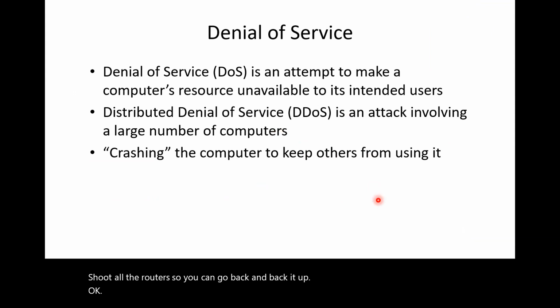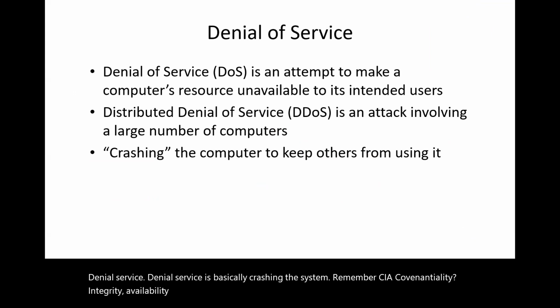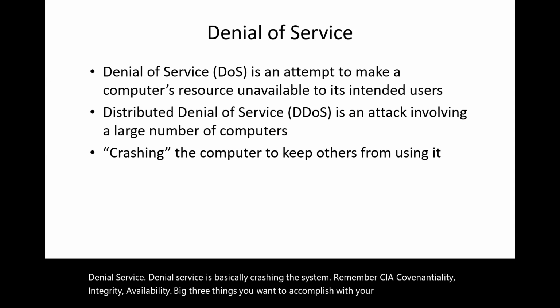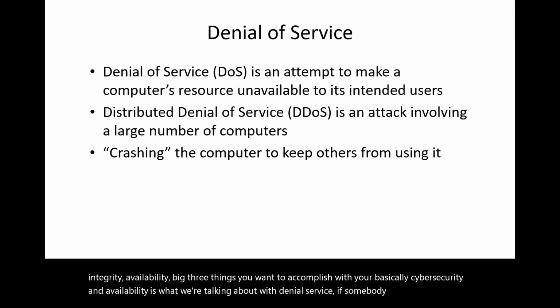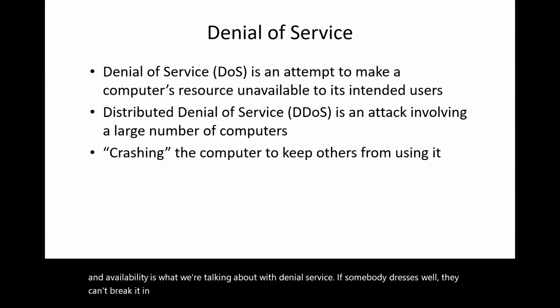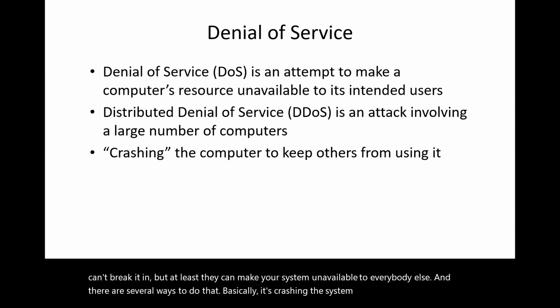Denial of service. Denial of service is basically crashing the system. Remember CIA: confidentiality, integrity, availability. Big three things you want to accomplish with cybersecurity. And availability is what we're talking about with denial of service. Well, they can't break in, but at least they can make your system unavailable to everybody else. And there are several ways to do that. Basically, it's crashing the system to keep others from using it.